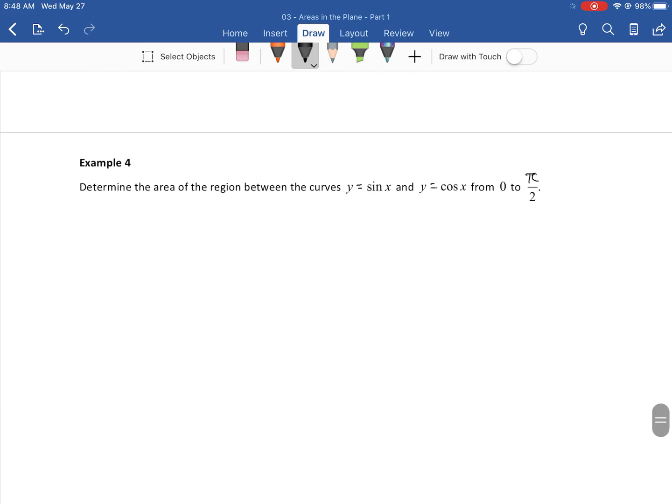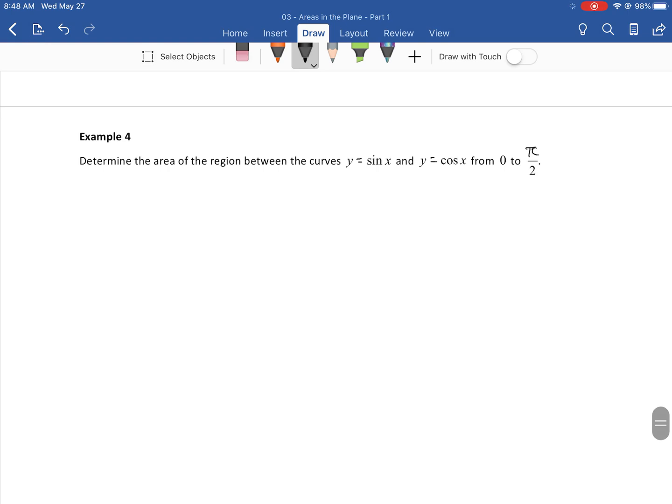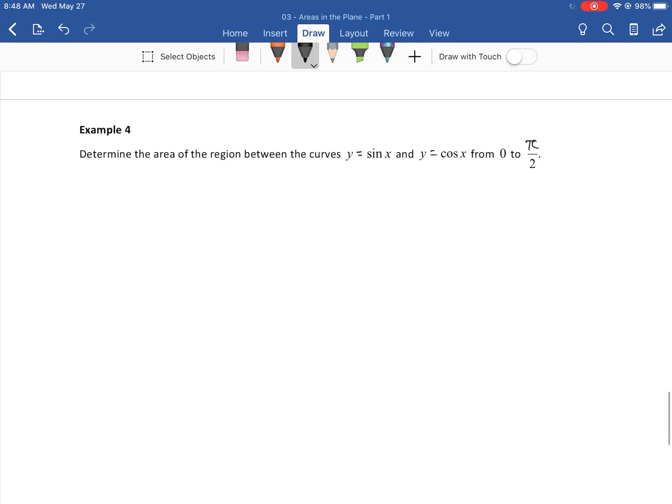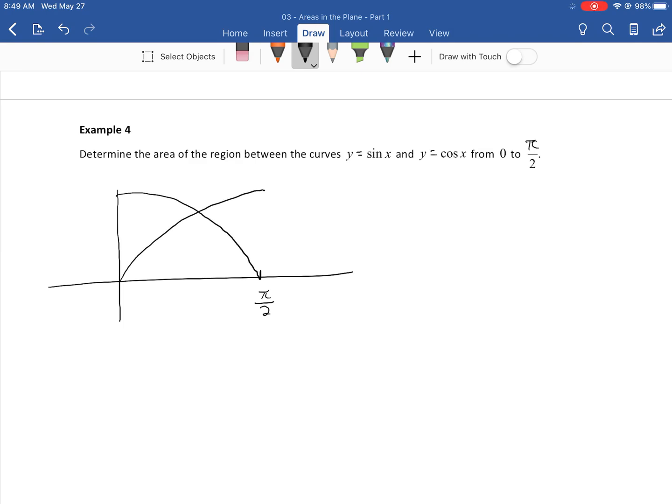And we'll do a trig example just to have covered everything before you head off to the homework. Determine the area of the region in between the curves y equals sine x and y equals cos x from 0 to pi over 2. Well, we just need a little picture here so we know what's going on. From 0 to pi over 2, cosine starts at 1 and does this, whereas sine starts here and does this. So weirdly, we've got two different areas to find and add together.